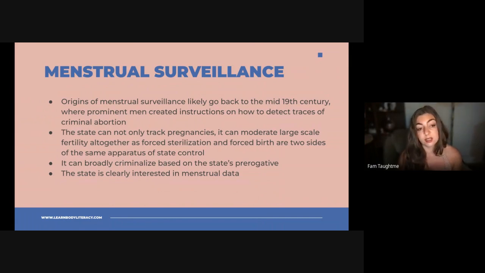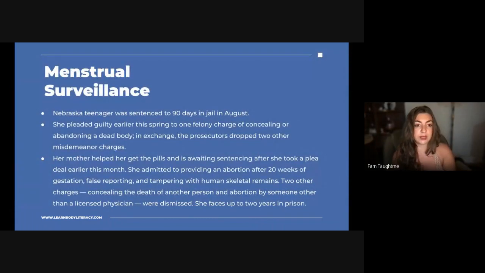And the state is clearly interested in menstrual data. So to explain this, there's a case right now where a Nebraska teenager was sentenced to 90 days in jail just this month. She pleaded guilty earlier this spring to a felony charge of concealing and abandoning a dead body. And in exchange, the prosecutors dropped two other misdemeanor charges.